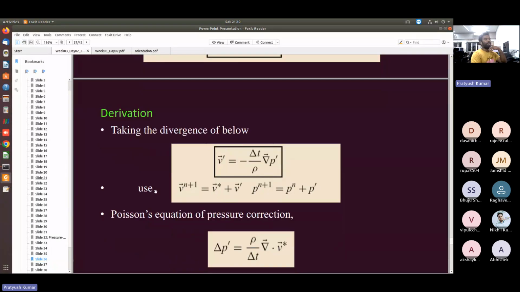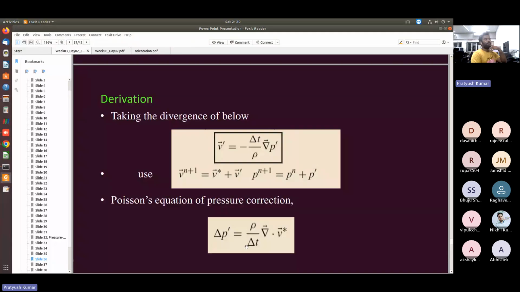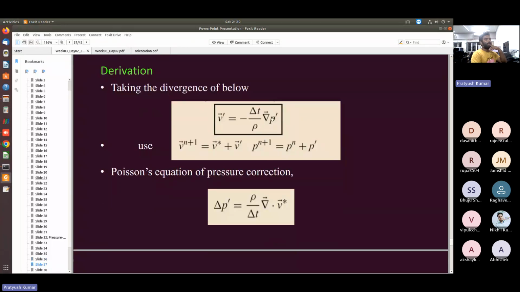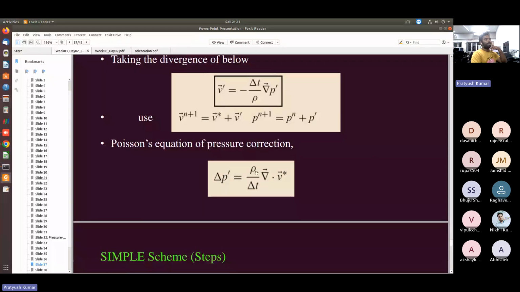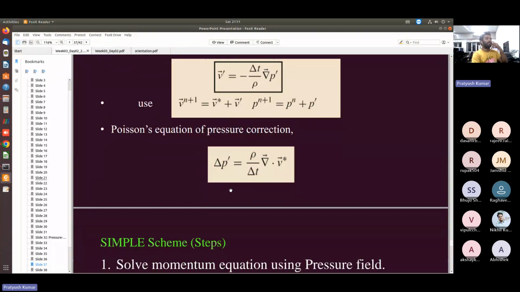Okay. So now if we take the divergence of this v dash equal to minus delta t upon rho del p dash, and use this correlation, then we will get the Poisson's equation of the pressure correction. So this del squared p becomes the Laplacian term, and this divergence of v dash becomes the divergence of v star. That is the Poisson's equation for the pressure correction, and that we are going to solve for the pressure corrector. That is the pressure corrector method that we are going to use in the SIMPLE algorithm, the pressure based algorithm.